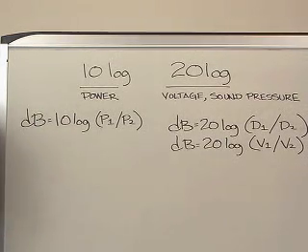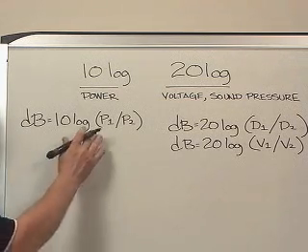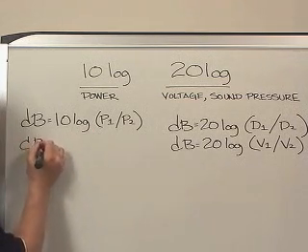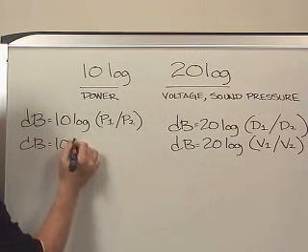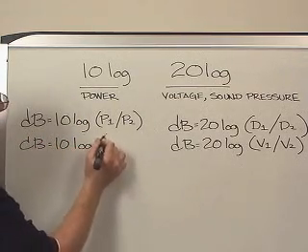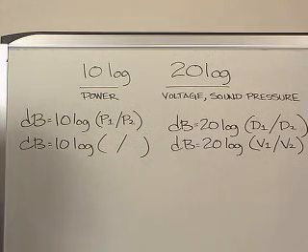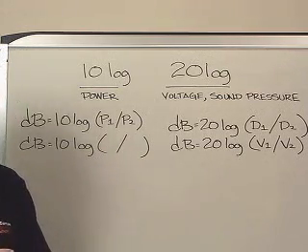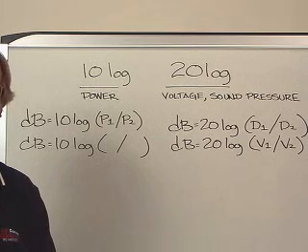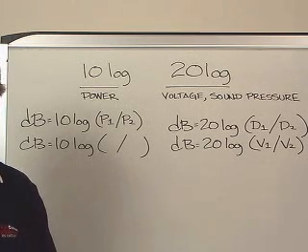I'm going to compare two numbers here. Now, let's do decibels, and it's going to equal 10 times the log of. How do I know what to put in here? The example I'm going to use is we're going to compare a 10 watt amplifier to a 12 watt amplifier.